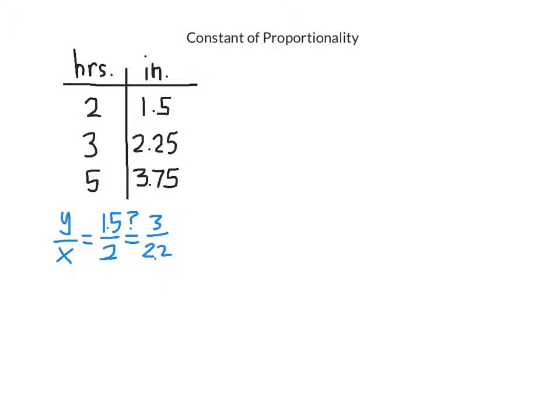I started to make one of those common mistakes, which is to put the x over the y. It's an easy thing to do because the ordered pairs are x and then y, but when we're checking for proportionality, we put the y over the x. So 2.25 over 3. And is that equal to 3.75 over 5?